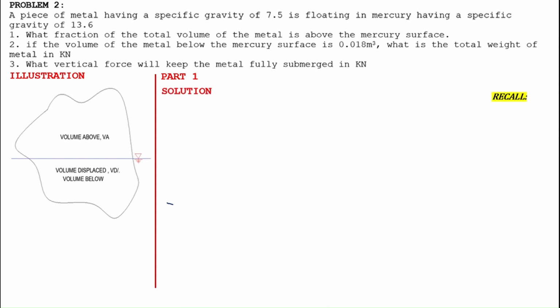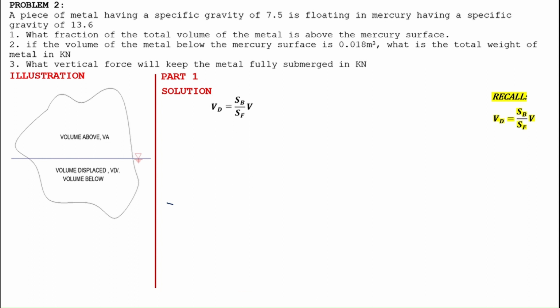For our solution to part 1 of the problem, we will use the formula for volume displaced. Recall that volume displaced is equal to the specific gravity of the body over the specific gravity of the fluid, multiplied by the total volume of the body being submerged. Substituting this to our working equation.